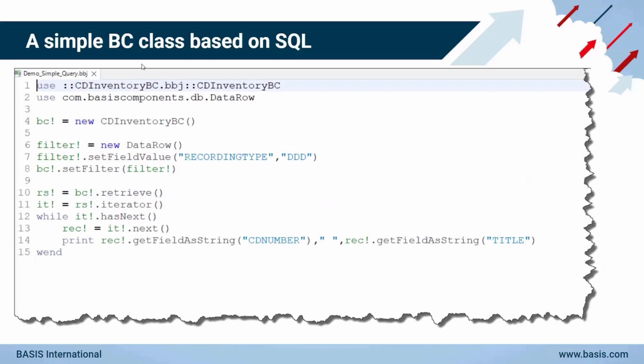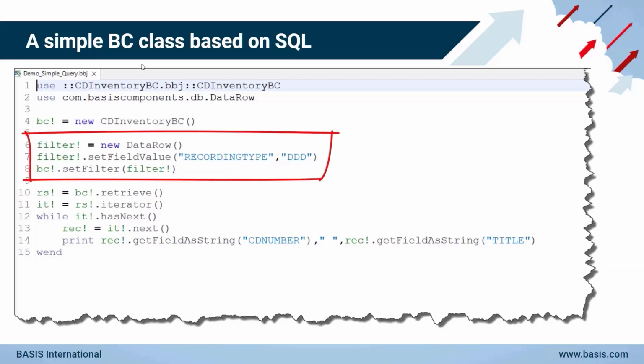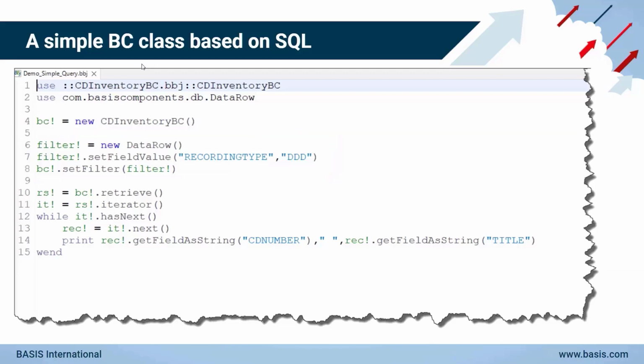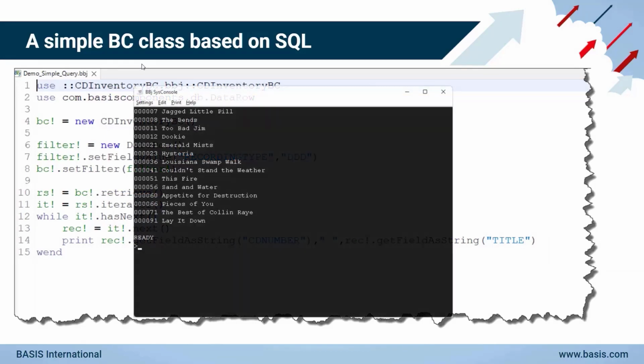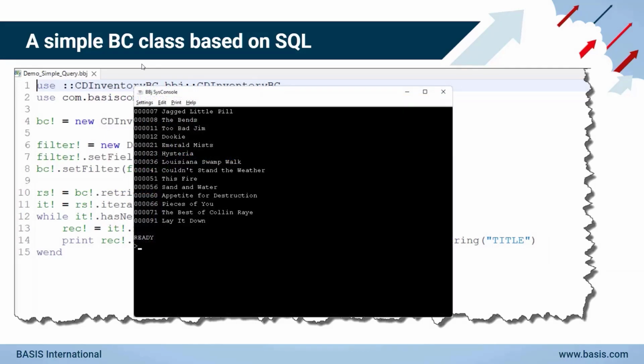A program that makes use of the CD Inventory BC we just wrote may look like this. We instantiate the class in line 4, then we set a filter condition. For instance, in this case, we query all the data based on a recording type. We set the filter, and then we use the retrieve verb to retrieve the result set. And here we use an iterator to iterate the records that we have obtained from the database that has been enriched by the retrieve method custom code. Here's the output of our class.